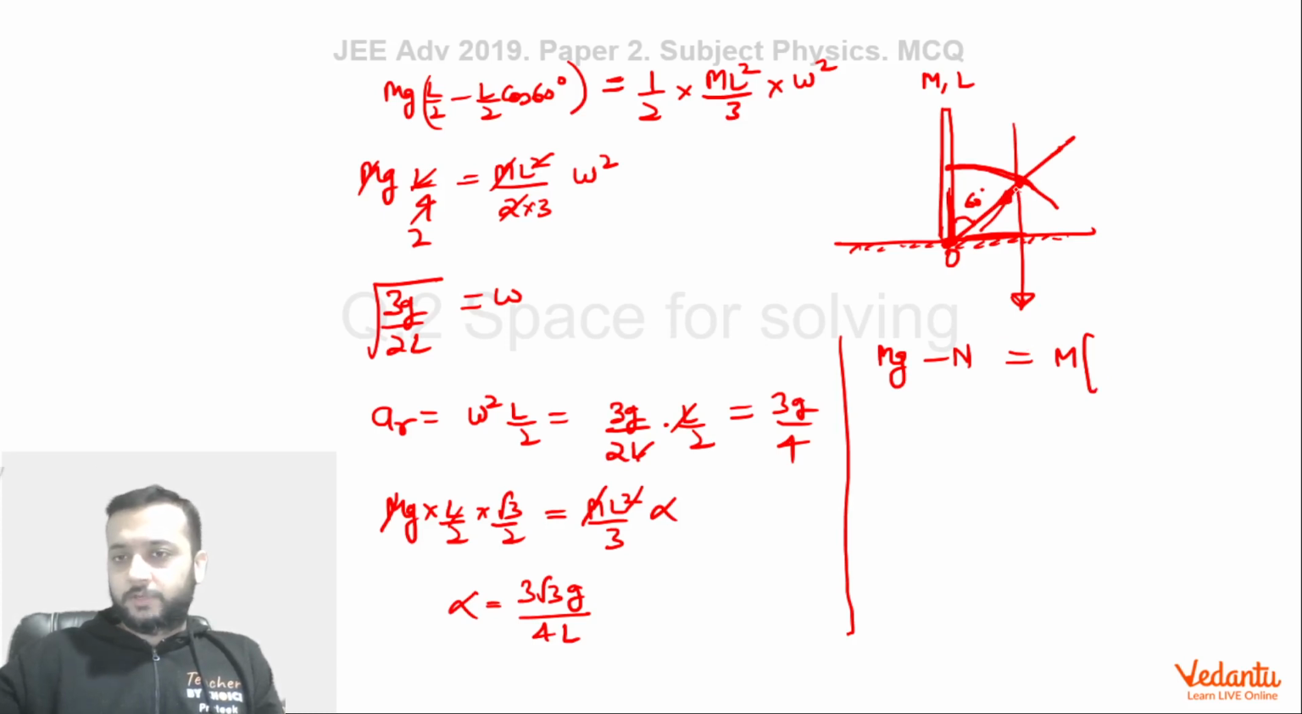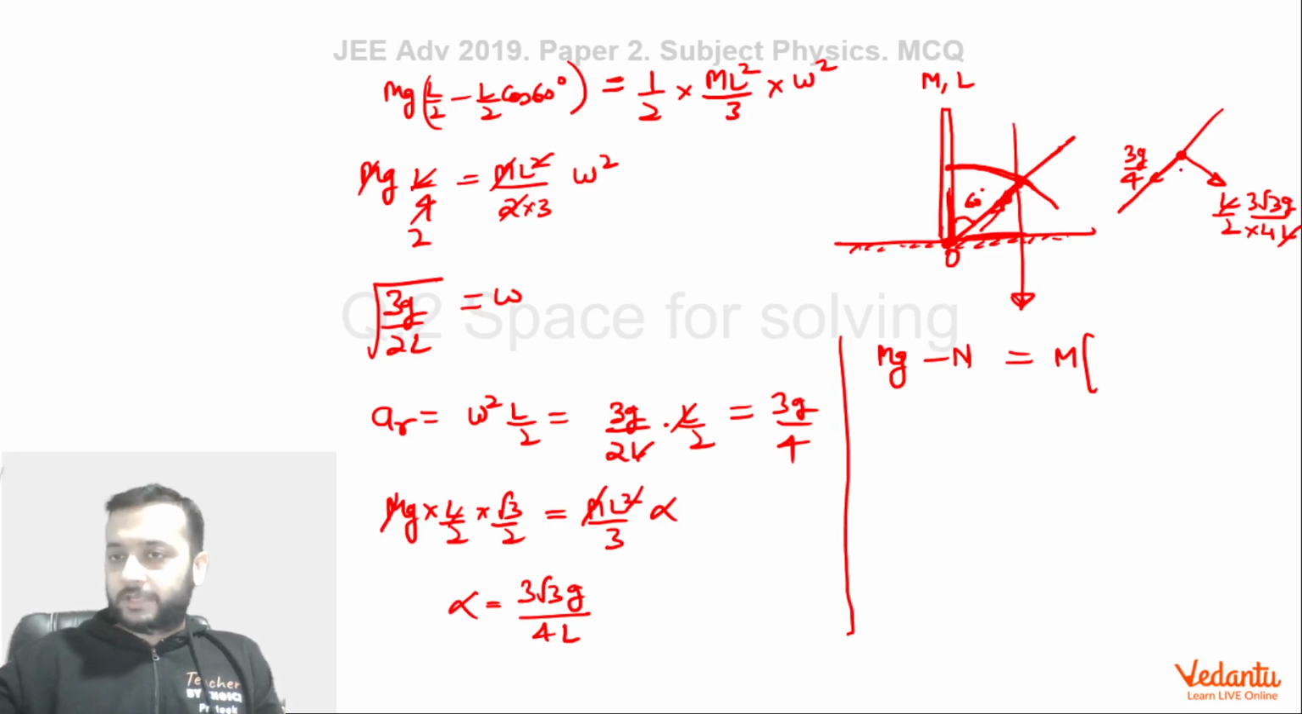Now if you see carefully, center of mass has acceleration of omega square r in this direction, which we have already found as the radial acceleration. So that is 3g by 4. If I show you again, this is the rod. So this acceleration is 3g by 4. And one acceleration will be tangential, which is r alpha. R means L by 2 into alpha. Alpha is this. So if you put the value of alpha, this is 3 root 3g by 4L. So L and L will be cancelled. So 3 root 3g by 8.